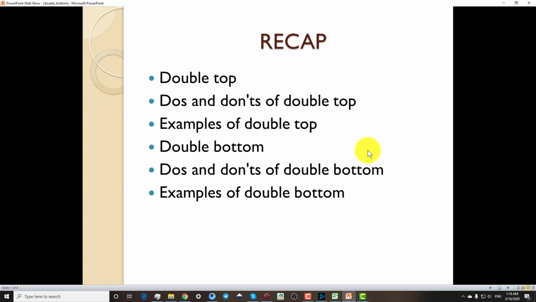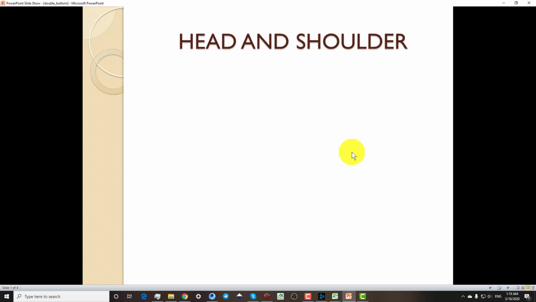In this video I am going to talk to you about the head and shoulder pattern. Friends, as the name suggests, head and shoulder means this pattern will have a head and shoulders. So let's talk about the head and shoulder pattern. What do we need to identify this pattern? Okay, first I will show you step by step.